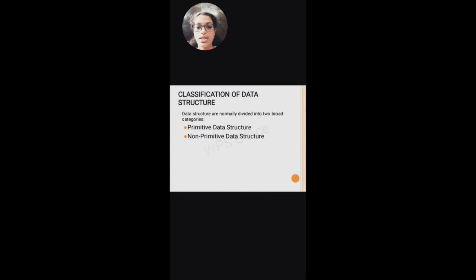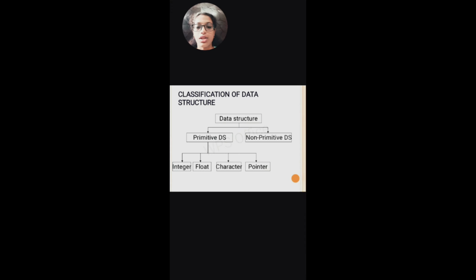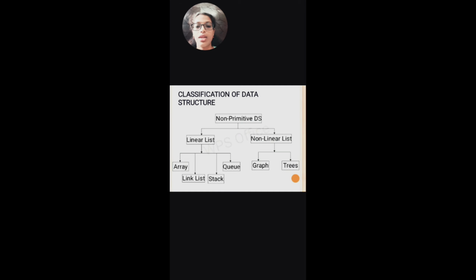Classification of data structure. These data structures are normally divided into two broad categories: primitive data structure and non-primitive data structure. In primitive data structure, we have integer, float, character, and pointer. In non-primitive data structure, we have linear list and non-linear list. In linear list: array, linked list, stack, queue. In non-linear list: graph and trees.